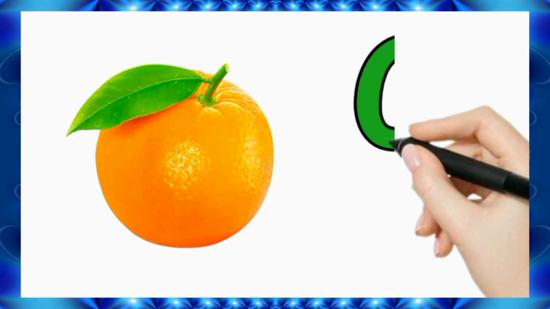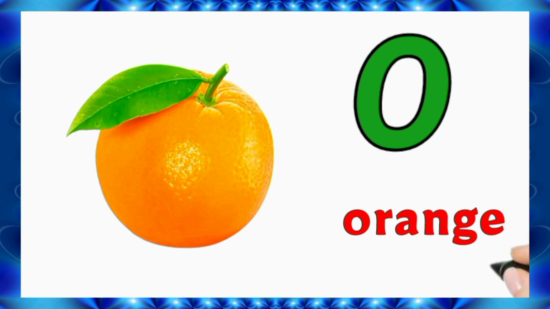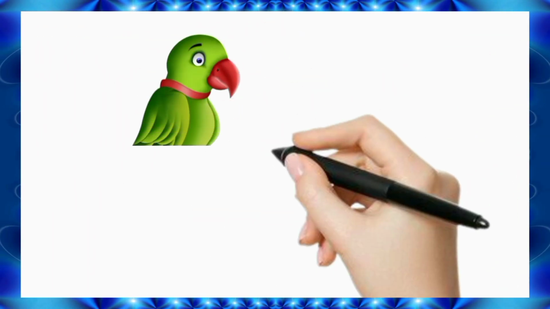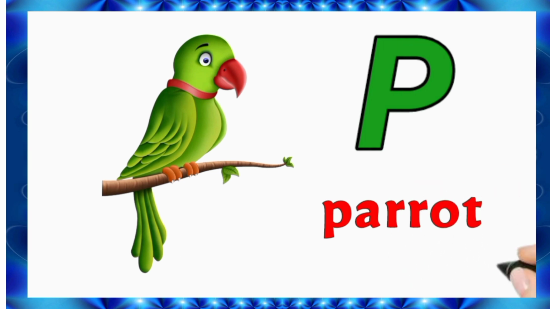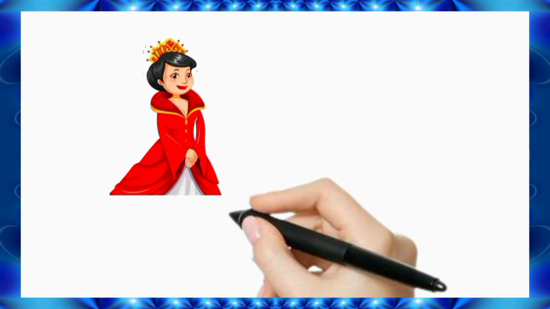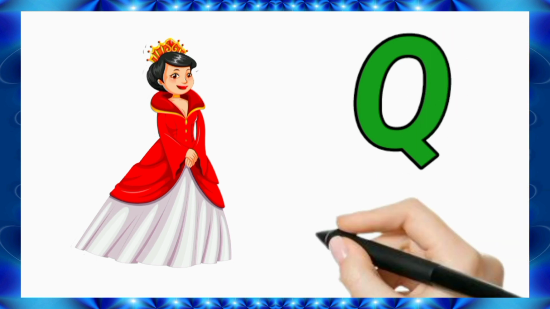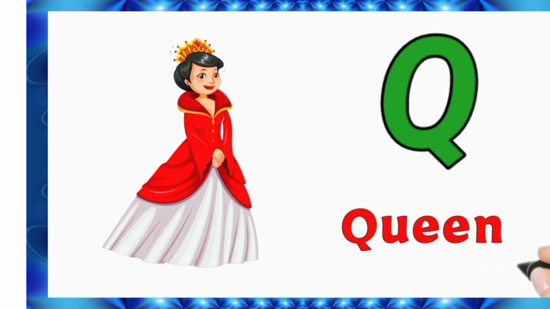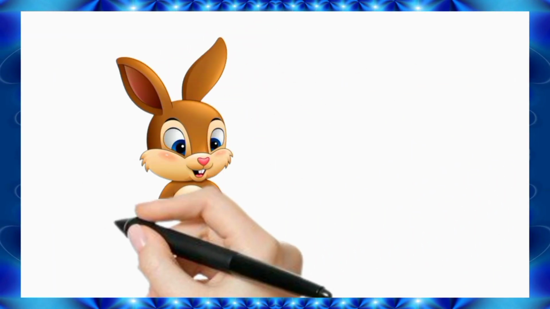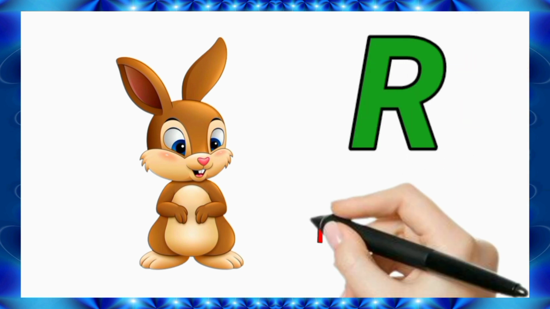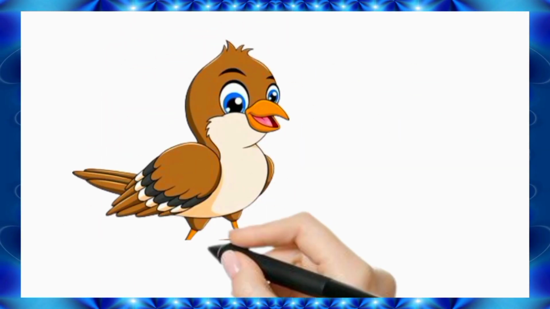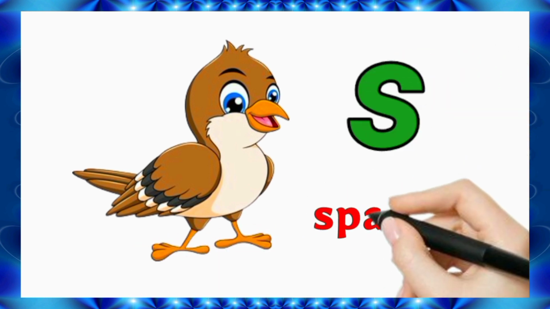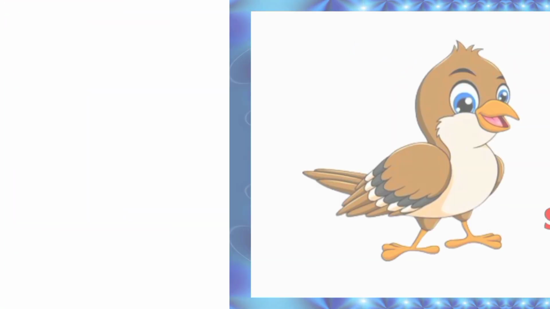O for orange. Orange means Malta. P for parrot. Parrot means tota. Q for queen. Queen means Malka. R for rabbit. Rabbit means khargosh. S for sparrow. Sparrow means chidiya.